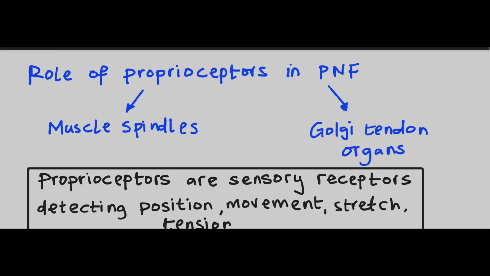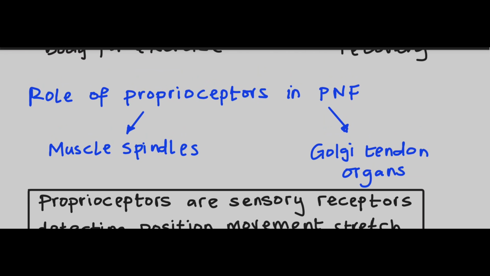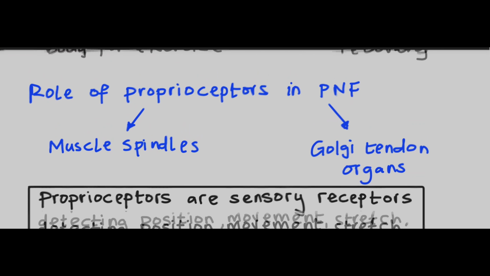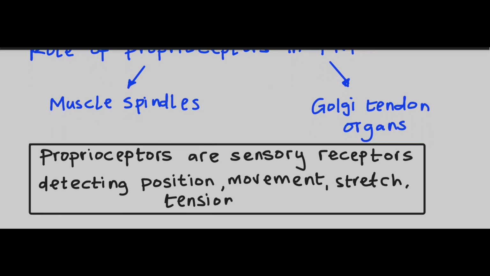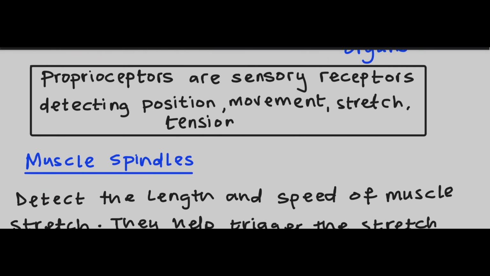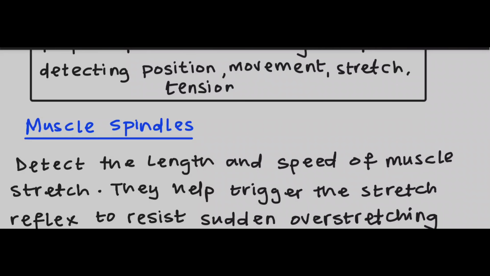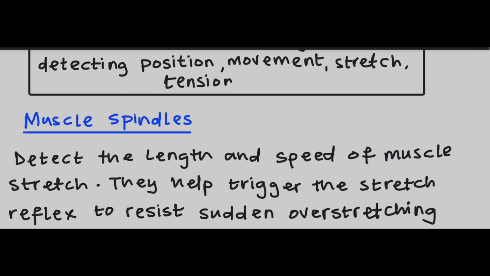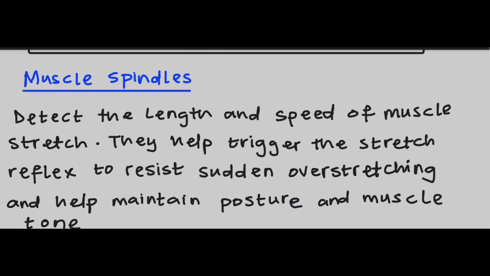And when we talk about proprioceptors, we want to make reference to muscle spindles and GTO, or Golgi tendon organs. Muscle spindles, they sit within the muscle and they respond when a muscle is stretched. So when there's tension being put on the muscle, having it stretch, they work by triggering the stretch reflex to resist any sudden overstretching, so that it can help you maintain your posture and maintain muscle tone, and obviously prevents you from getting hurt.